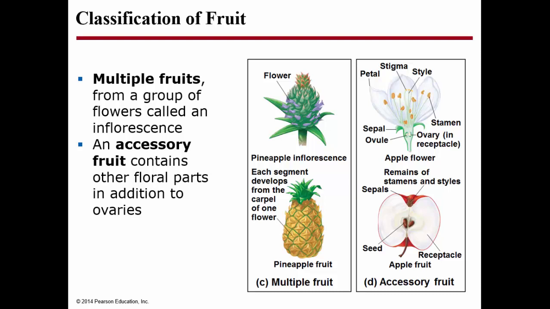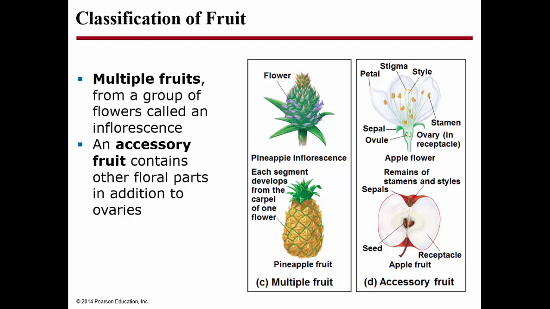If you bought a pineapple from the store, you thought you were buying one pineapple, but instead you were buying a multiple fruit. Each of the square-like shapes on the pineapple is the result of a separate flower that was once part of an inflorescence.